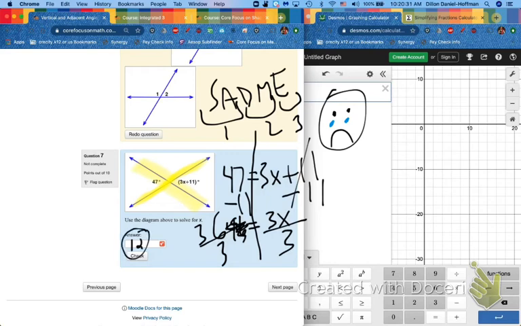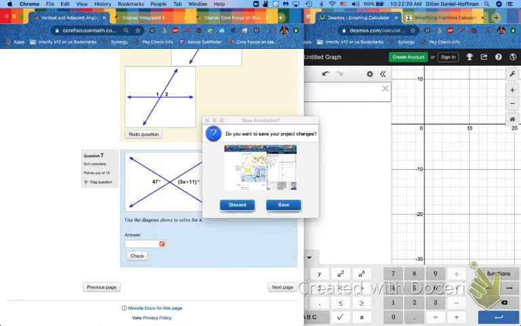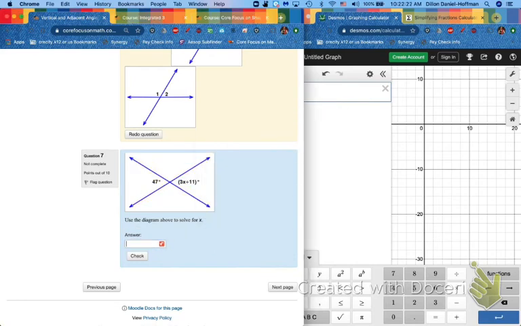So in conclusion, or in summation, write your two sides next to each other with an equal sign. Do the opposite of adding and subtracting. Do the opposite of multiplying and dividing. And we have our answer. 12. All right. 7 down, 2 to go.